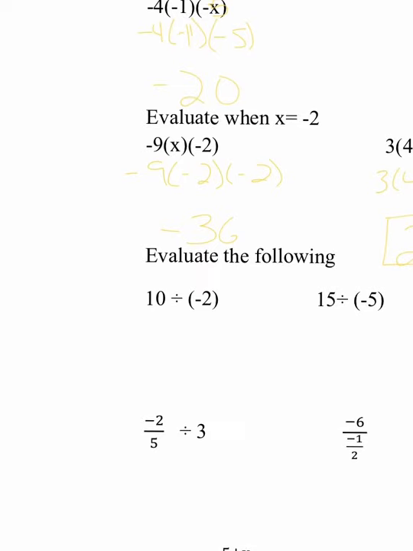Okay, now we're going to look at division. Division follows kind of the same rule. If you take a positive divided by a negative, you get a negative. If you have a positive and a negative, you get a negative. If you get the same signs, it becomes a positive. Okay, so 1 negative, so it would be a negative. 10 divided by 2 is 5.